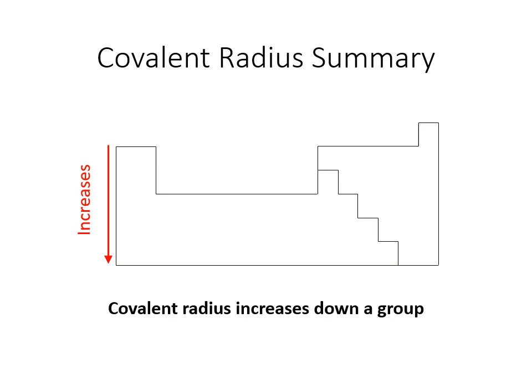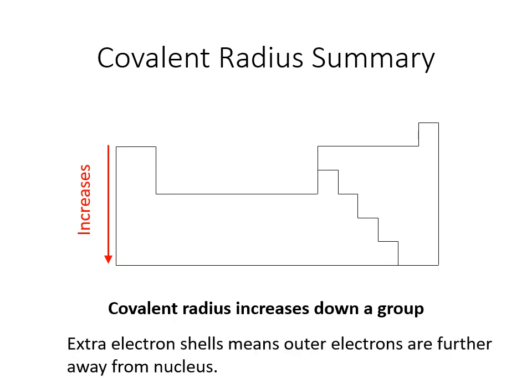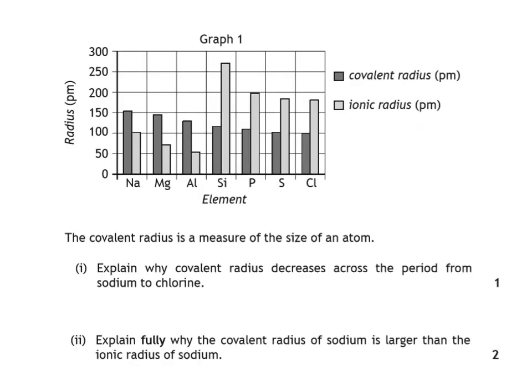And then as we go down the group, the covalent radius increases for the following reason. So that's covalent radius completed, and this is the question that we saw at the beginning. If you can have a go at this question, pause the video and then we will go through the answer in a second or two.